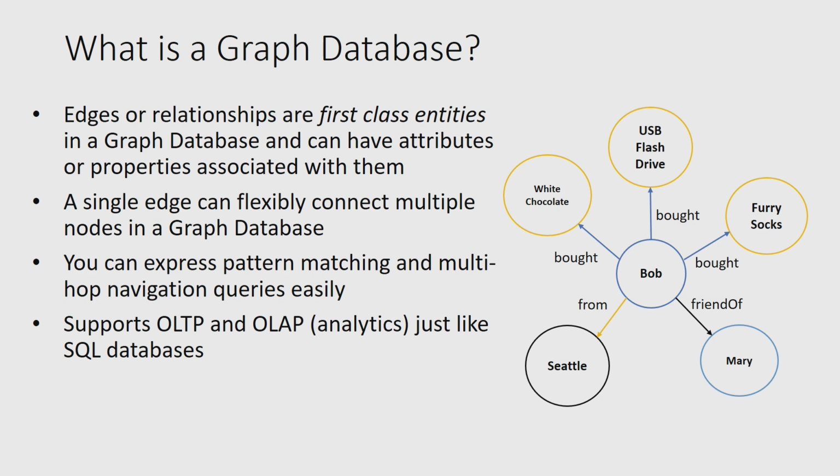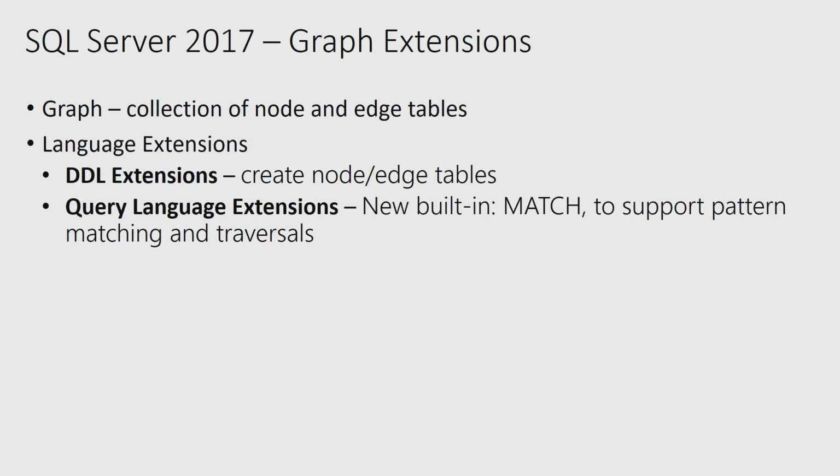We introduced native graph database features in SQL Server 2017. With SQL Server 2017, you could create a graph, which was a collection of node and edge tables. Again, nodes represented your entities and edges your relationships. To support creation of these node and edge tables and navigation through your graph, we introduced DDL extensions and query language extensions, and a MATCH built-in. That was 2017.